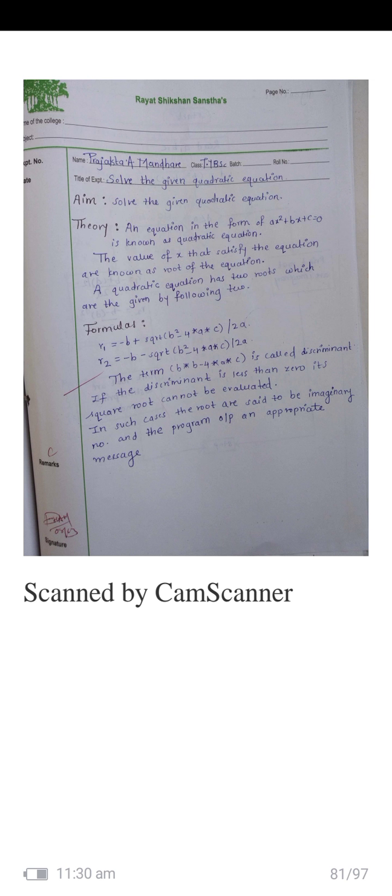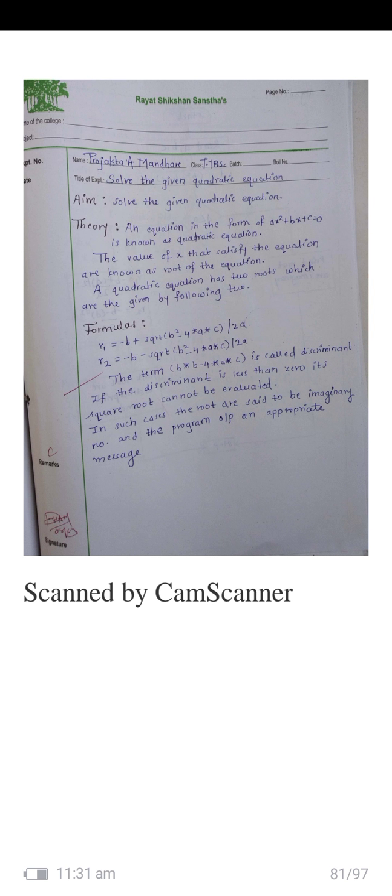Solve the given quadratic equation by using the C program. The equation is ax square plus bx plus c equals 0. This is the quadratic equation. Then the values that satisfy it are the roots of the equation. There are two roots, plus or minus.